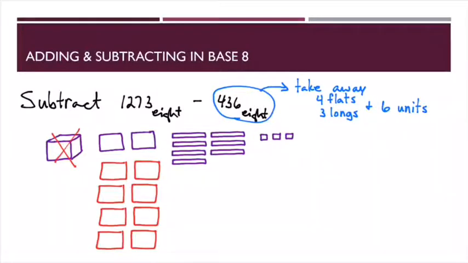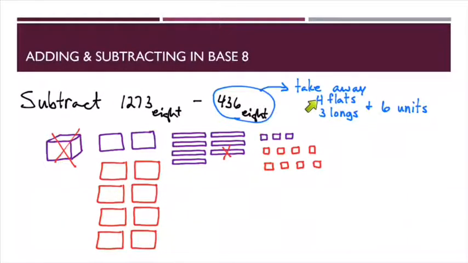And now I need to be able to take away 3 longs, which is fine. I have more than 3 longs here, but I need to be able to take away 6 units, and I don't have enough units. So I'm going to have to take one of my longs and split it up. Now how many units will I get from this long? Well, we're in base 8, so this long is going to make 8 units. Now we can go back and do the subtraction.